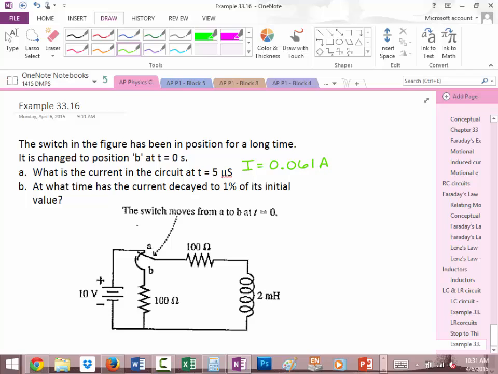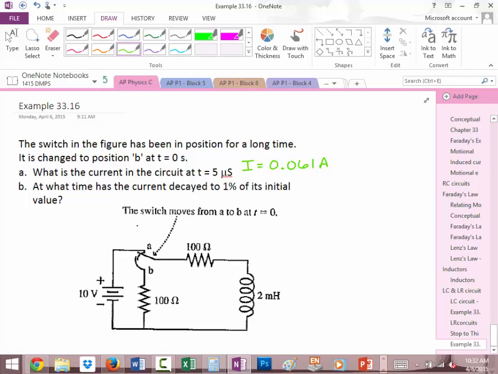Yeah. Or like 61 milliamps? They don't care on the AP test unless they specify. Oh, like in milliamps? I don't generally see that, but yeah. And I would say if they asked that and you didn't do it, then you probably miss 1 point, right?